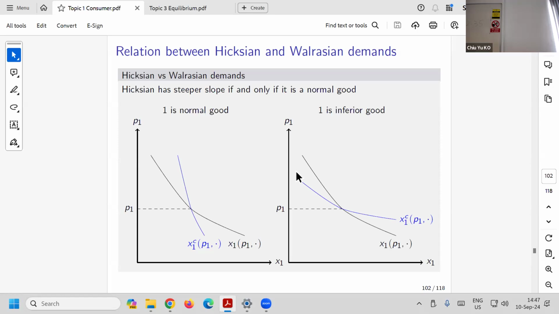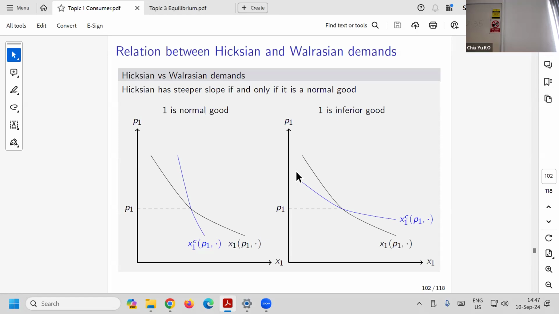So once you have the Hicksian demand, which is always downward sloping, as we argued, when you draw the Marshallian demand, it will be like this. And for an inferior good, it will be like this one. Why? Because when the price goes down, you have more money, but because it is inferior, you don't want to spend that much.